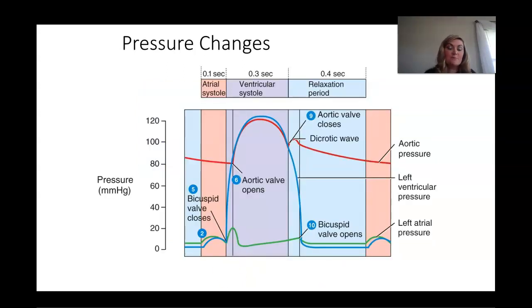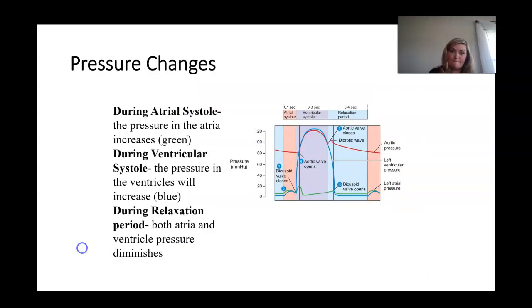And so here's what the pressure looks like as it's going through here. During atrial systole, the pressure in the atria is going to increase. That's the green line on here. During ventricular systole, the pressure in the ventricles will increase, and that's what you're going to see in the blue. And then during relaxation periods, both the atria and the ventricle pressure will diminish. So notice how the green and the blue both go down.